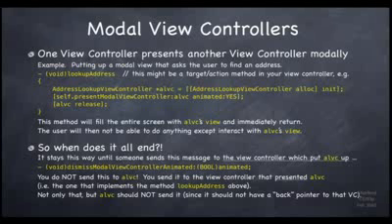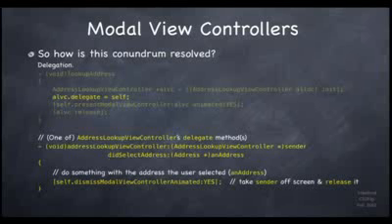How do I get the information back if I can't talk to that thing? And the answer is delegation. So what you're going to do is the modal view controllers always have a delegate. And that delegate is always going to have a method that it sends when the modal view controller is dismissed.